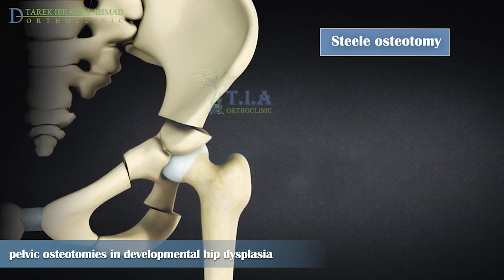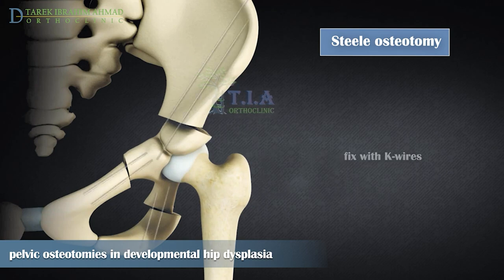It is an unstable osteotomy requiring rigid fixation and immobilization. The drawback of Steel osteotomy is that it violates the posterior column and creates pelvic discontinuity. It leads to pelvic asymmetry and affects the birth canal, negating the possibility of a normal vaginal delivery.